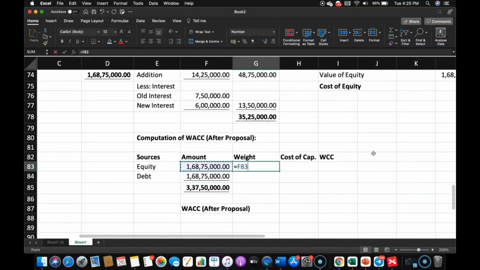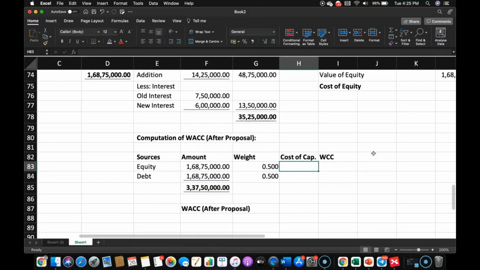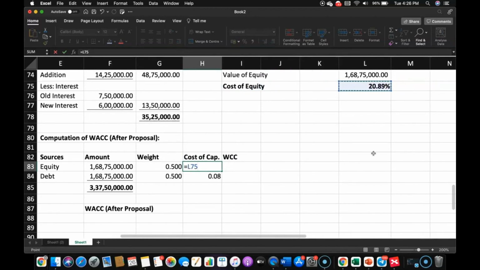So the weights are 0.5 and 0.5. What about the cost of capital? The cost of debt is the same, 8%, but cost of equity has undergone a change. Cost of debt is 0.08, whereas cost of equity we just computed here. Look at this. It is 20.89%. So I can call it 0.209. Or here also I should express in percentage. Either way the result is the same.